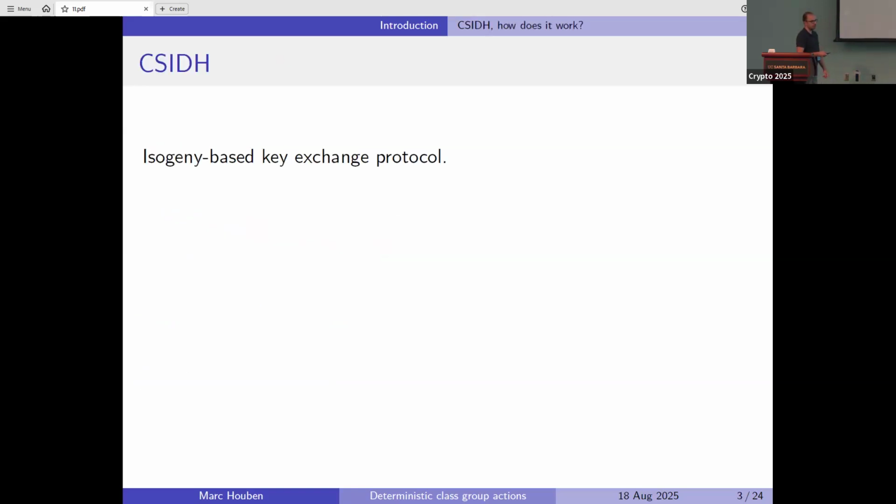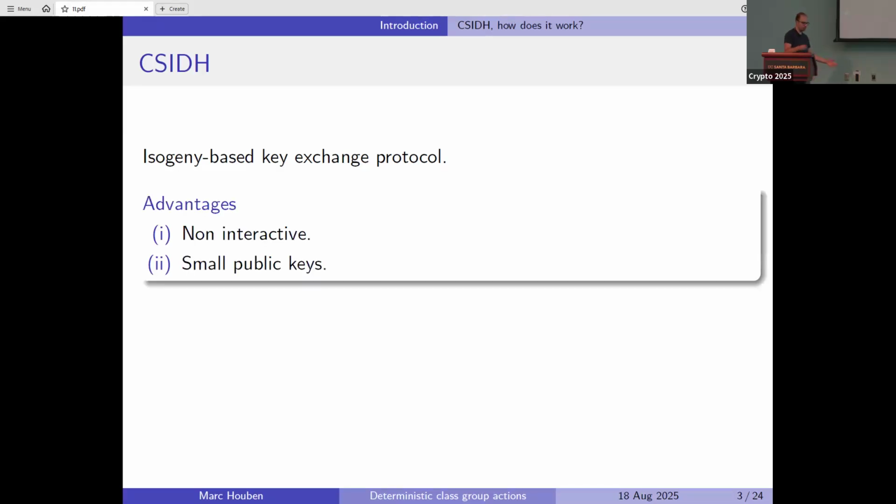So Seaside, compared to other post-quantum key exchanges, the main selling point is that it's non-interactive. So this means it's one of the very few possible direct replacements of Diffie-Hellman. And it turns out to have exceptionally small public keys.